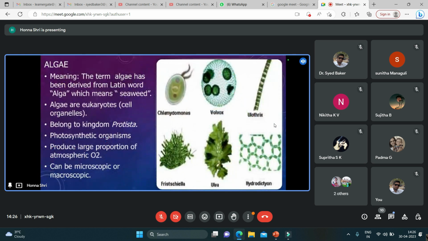Next is the algae. The term algae has been derived from the Latin word alga, which means seaweed. Algae are eukaryotes. They have cell organelles. They belong to kingdom Protista, are photosynthetic organisms, and they produce a large proportion of atmospheric oxygen. They can be microscopic or macroscopic. We can see a few examples of algae in the pictures, like Chlamydomonas, Volvox, etc.